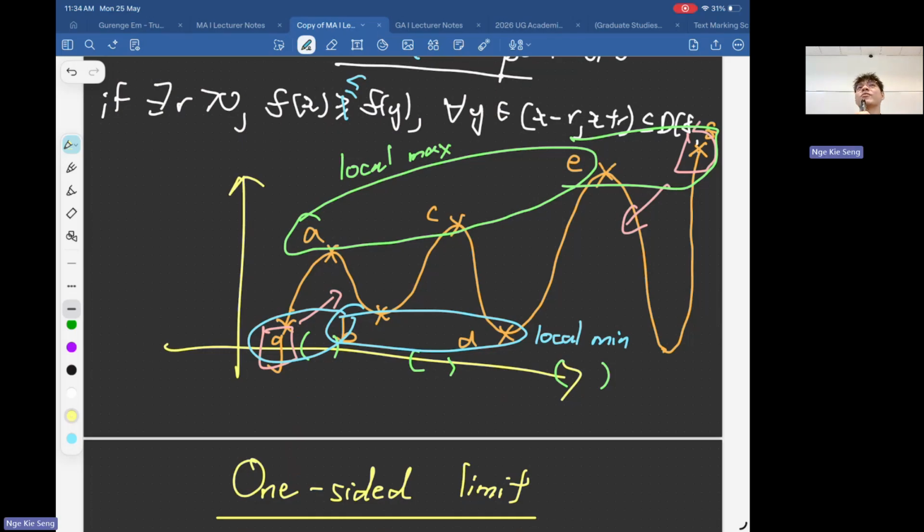Right. So later we'll prove the second derivative test. Okay, but for now it's just comparing. Later we'll prove the second derivative test also.